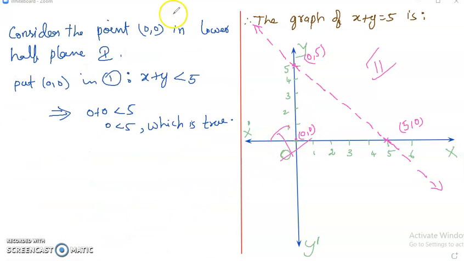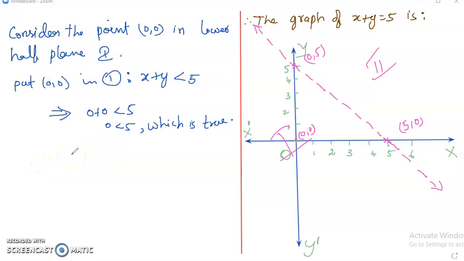Now we are going to put the point (0, 0) from the lower half plane 1 in inequality 1, which is x plus y is less than 5. In place of x you put 0, in place of y you put 0, and 0 plus 0 is less than 5, so you get 0 is less than 5, which is true. So (0, 0) in plane 1 satisfies the inequality.